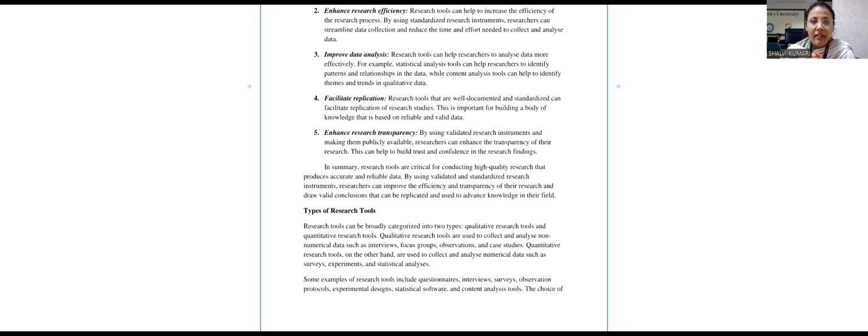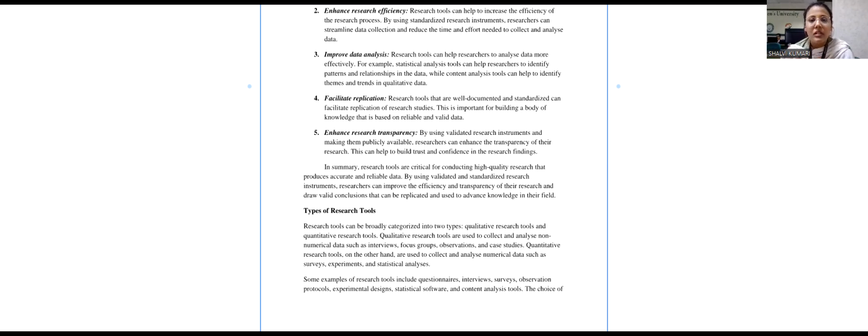Then facilitate replication. Research tools that are well documented and standardized can facilitate replication of research studies. This is important for building a body of knowledge that is based on reliable and valid data. Enhance research transparency: by using validated research instruments and making them publicly available, researchers can enhance the transparency of their research. This can help to build trust and confidence in research findings.